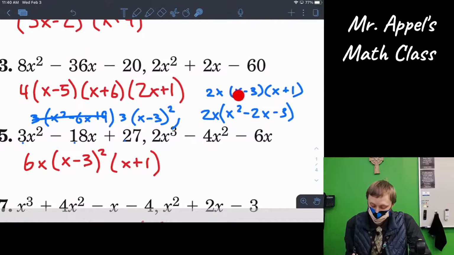So it's just the fact that x minus 3 gets duplicated over here means I can ignore it and only have it squared. I don't have to multiply again and make it cubed. But then I do have to include the x plus 1 factor. We get that there. All right?